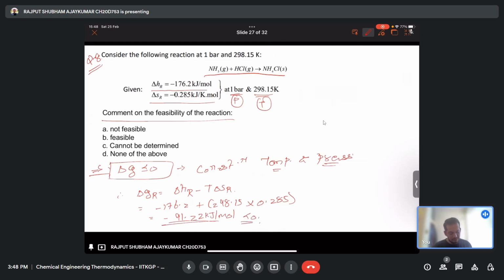So the criteria is that the change in Gibbs free energy should be less than or equal to 0 for the reaction to be feasible at constant temperature and pressure. And we know the Gibbs free energy equation, G is equal to H minus TS. So the change in Gibbs free energy for the reaction is delta GR equal to delta HR minus T delta SR. You just have to put in the values of enthalpy change of reaction and entropy change of reaction. If the change in Gibbs free energy of reaction is negative, that is less than 0, the reaction is feasible. If it's positive, the reaction is not feasible. So the correct answer is B, that is feasible. These are small points that you have to remember, because in bigger problems it will come up at a certain section of the problem.